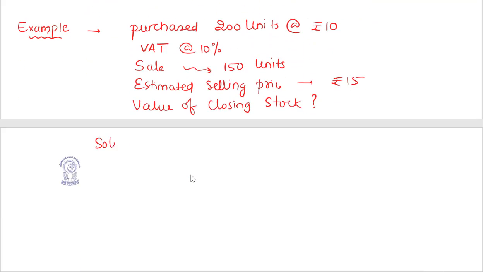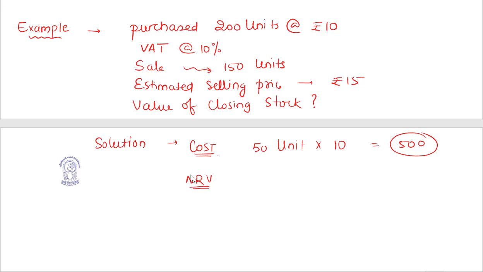Let us continue. First of all, we should calculate the cost. 200 units, 150 sold. So 50 is the closing stock. 50 units multiplied by rupee 10. See, VAT is a recoverable levy, recoverable tax. So that is why for the valuation of closing stock, we will not include VAT. So 50 units multiplied by 10 equals 500.